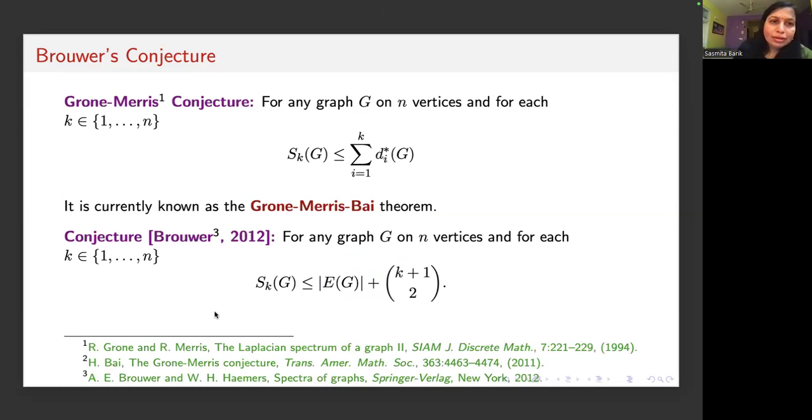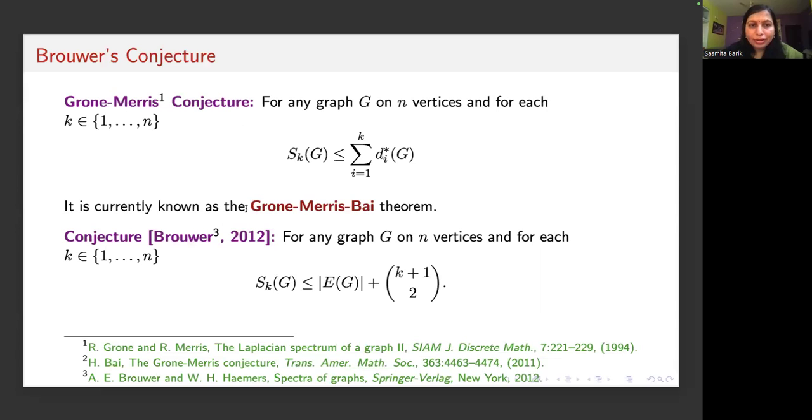So this was the Grone-Merris conjecture. They had given that the sum of the k largest eigenvalues, S_k(G), will be less than or equal to the sum of the first k conjugate degrees. And this was proved by Bai. So now it's known as the Grone-Merris-Bai theorem. It's no more a conjecture. It was proved in 2011.